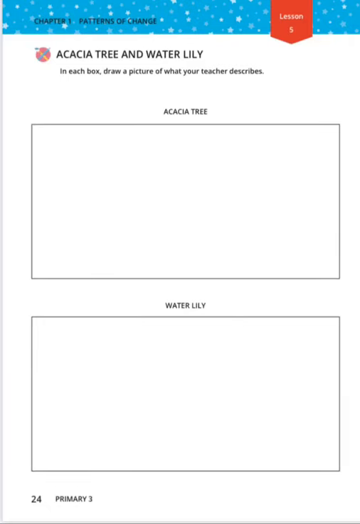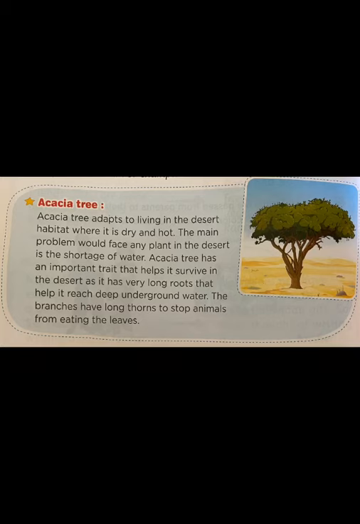Now let's look at page 24, Acacia Tree and Water Lily. In this page we will learn more about plant adaptations. First plant we will talk about is Acacia Tree. Acacia Tree adapts to living in the desert habitat where it's dry and hot. The main problem any plant would face in the desert is the shortage of water.